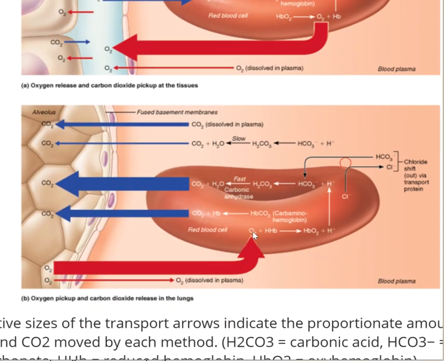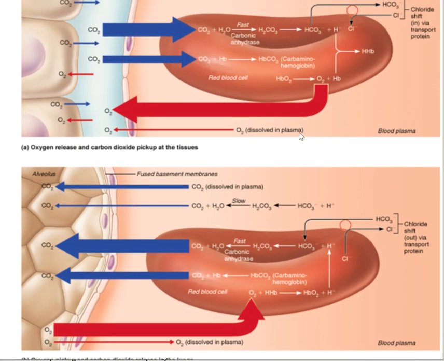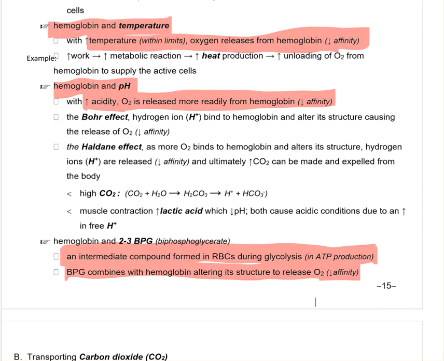As more oxygen builds, we have such a high amount of oxygen, it will kick off the hydrogen and the hydrogen will leave. So this one is called the Haldane effect. So in your notes, you can write Haldane effect over here. You can write Bohr effect up here if you want. So let's go back to our notes and highlight that.